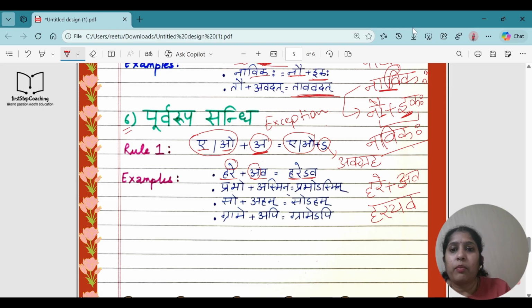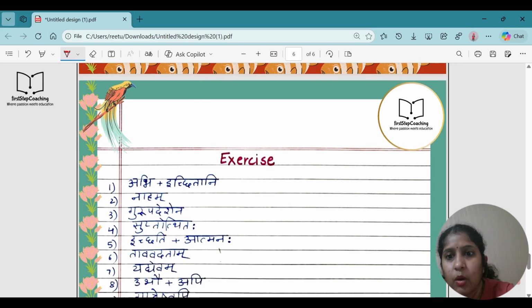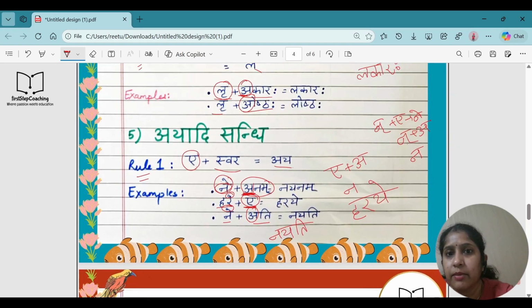Same way if you have prabho plus asmin. So the prabho will remain as it is and in asmin, this a will become the avagraha. Okay. Then we have so and aham. So as it is, and for aham, I am just writing the avagraha. Fine. When you see avagraha, then splitting it is super easy. You just have to write the first word as it is and the second word as it is. In place of this avagraha, you have to write a. Correct? Oh wow, we have completed all the 6 types of sandhi.